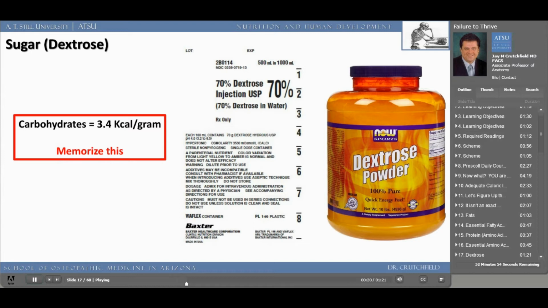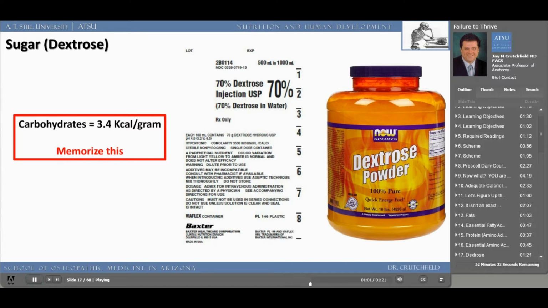Well, simply glucose is L-glucose, levorotatory glucose, and dextrose is D-glucose, or dextrorotatory glucose. These terms are confusing, but L-glucose is hard to find in nature. We'll talk about this in a second. But you need to remember 70% solution is what most hospital pharmacies use to make up their TPN solution. Remember, 3.4 kcals per gram.